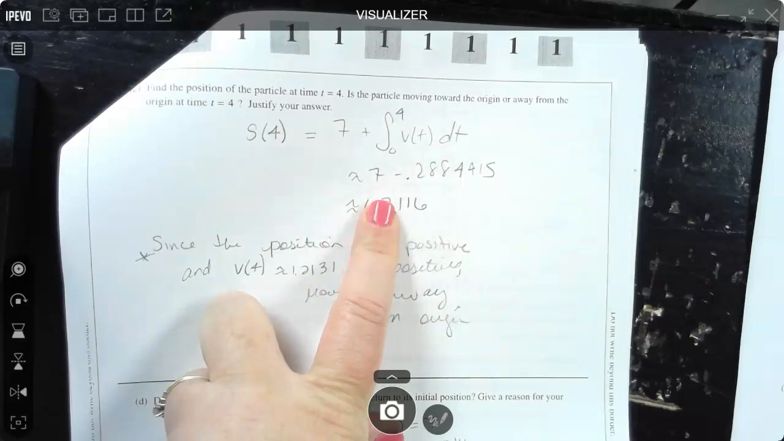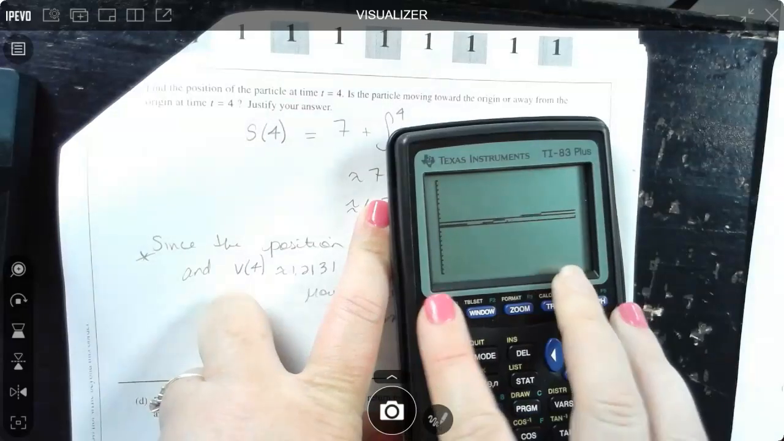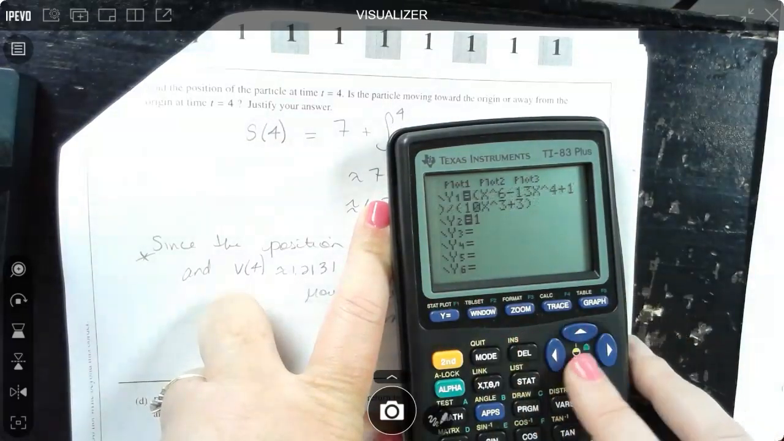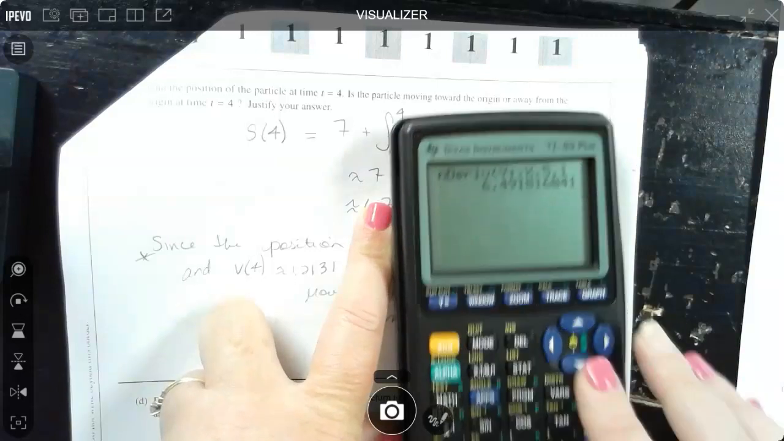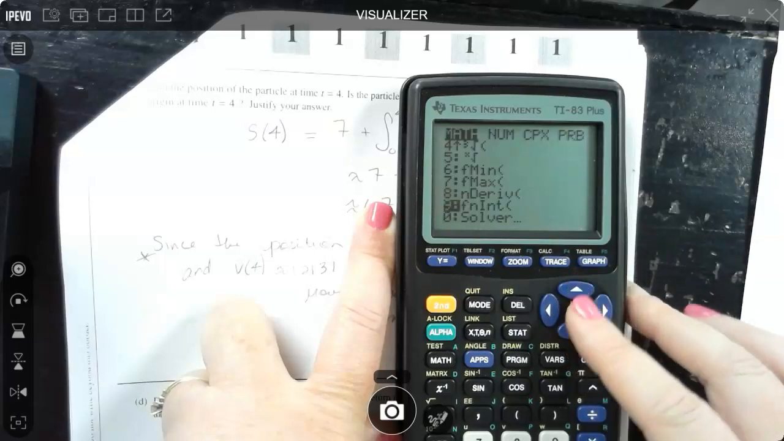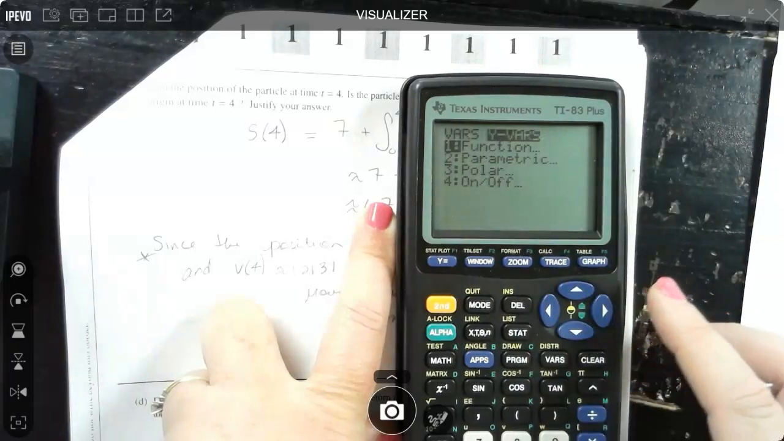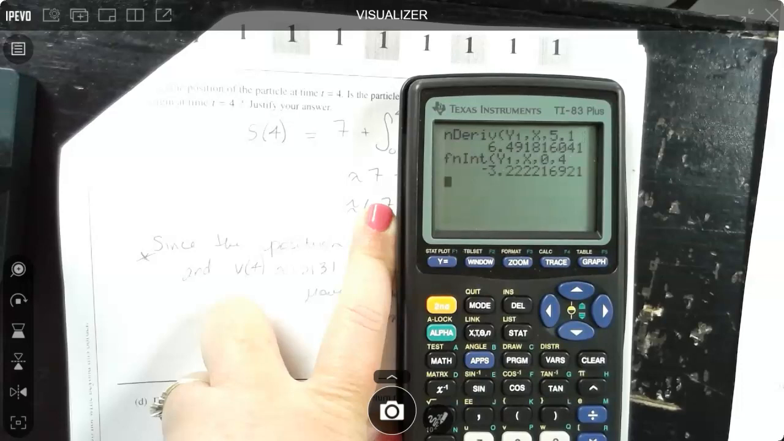Again, this is on your calculator, and this is still plugged in. I had to go in and take out my absolute value, so you just hit delete. And I'm ready to do the integral here. Integral of y1 x. What am I going from 0 to 4? And I'm going to add 7 to that.